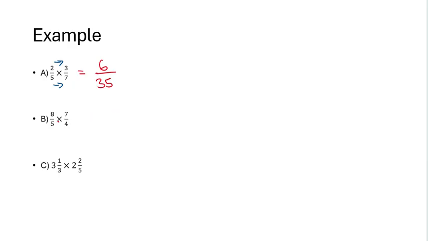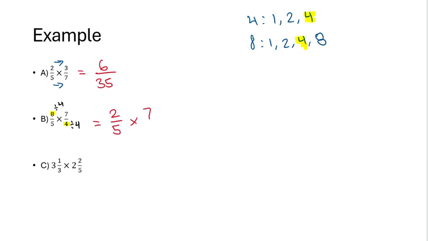The next question is 8 over 5 times 7 over 4. Just check the diagonal. I can see 8 and 4 can be simplified. Now what you need to do is find the highest common factor between 4 and 8. If I write it on the side here, 4 and then 8, I have 1, 2, 4, and then 1, 2, 4, 8. As we can see, 4 is the highest common factor between them. So I'm going to divide both these numbers by 4 respectively, and this becomes 2 over 5 times 7 over 1.